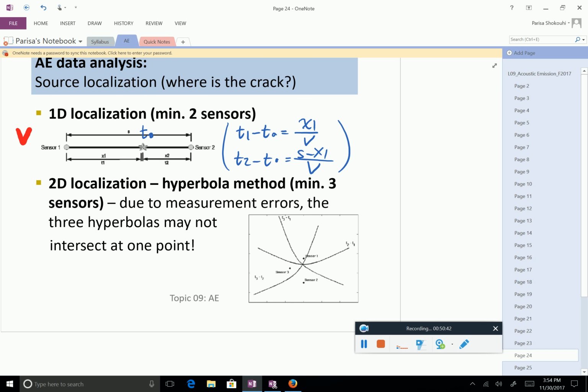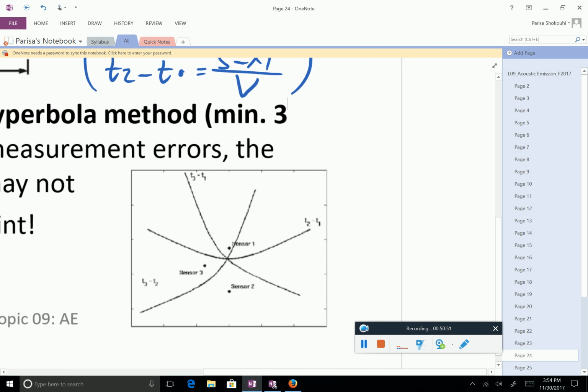Very similarly, if you have 2D localization, if this is not very clear, written, this is T3 minus T1. If you have 3 transducers, you can calculate the time between each pair. There are hyperbolas, and hopefully they are going to meet at one point.